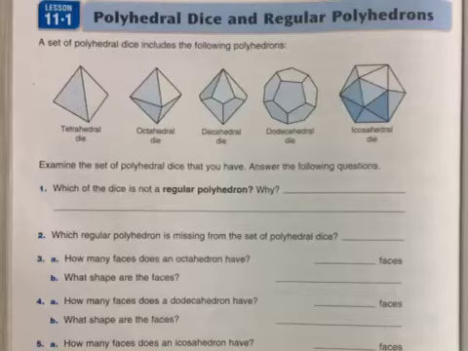Lesson 11-1, page 370 from your math journal. Here we're looking at polyhedrals, dice, and regular polyhedrons. Now, what is a polyhedron? A polyhedron is a solid figure having many different faces.